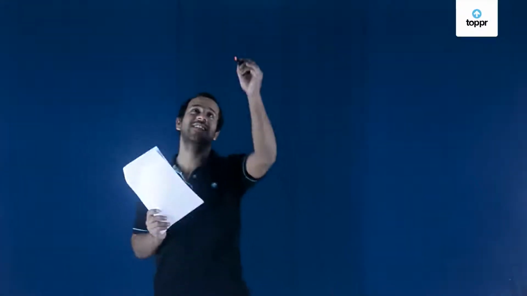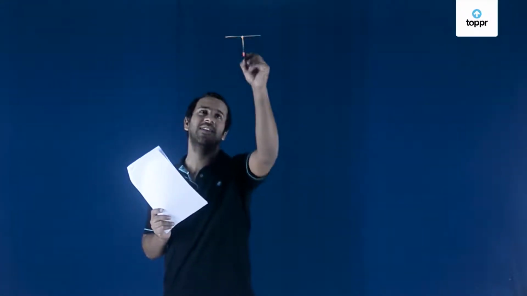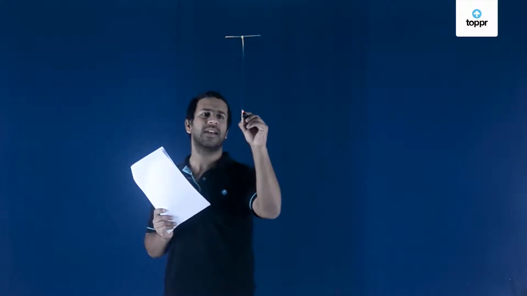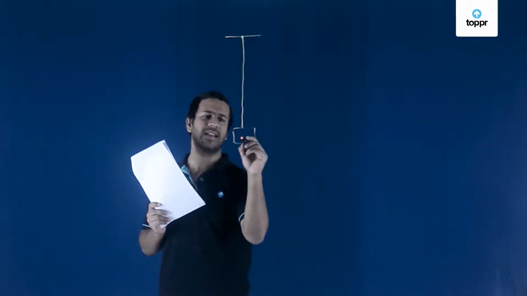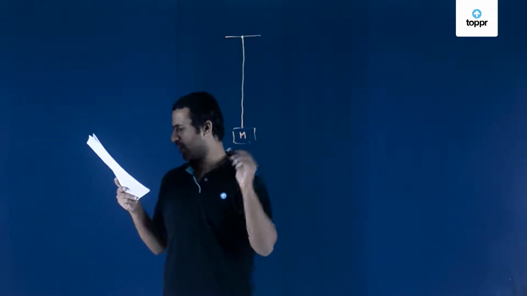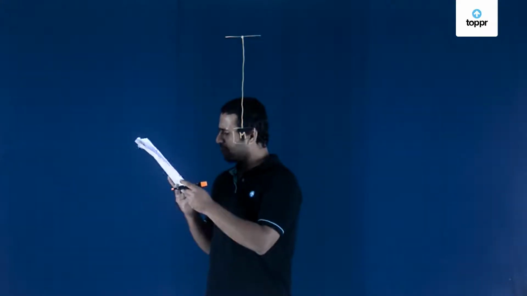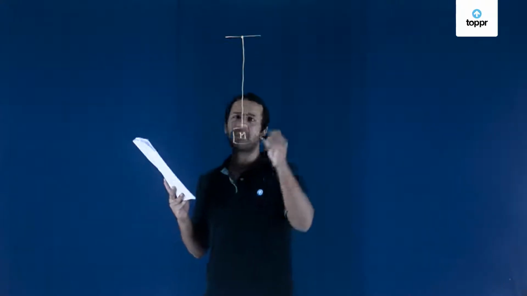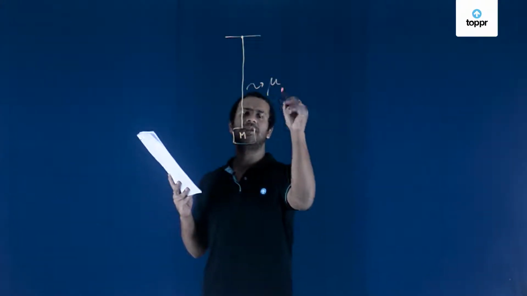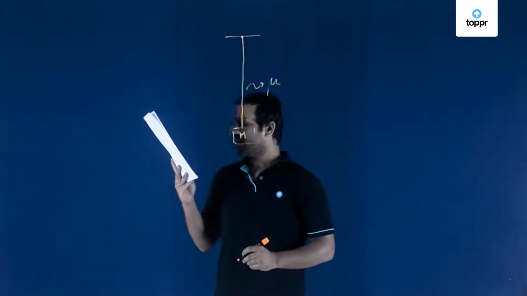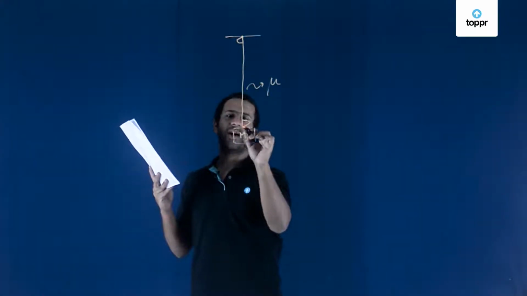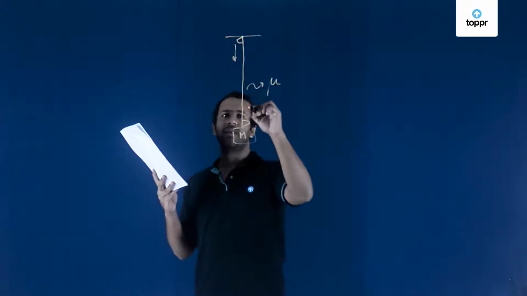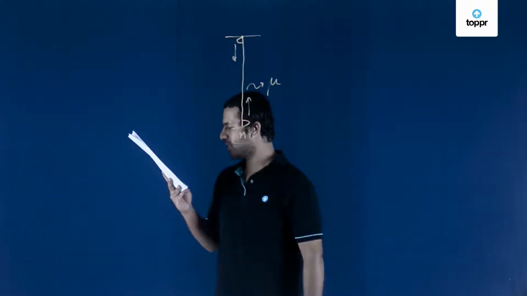Hello again. In this question, we are given that there's a rope, and at the bottom of this rope you have a mass hanging. That mass is capital M, and the rope itself has some mass per unit length, so let's call that mu. Now you have one wave generated at the top and one wave generated at the bottom. They both move in the opposite direction.